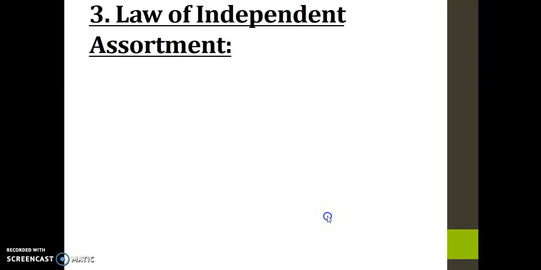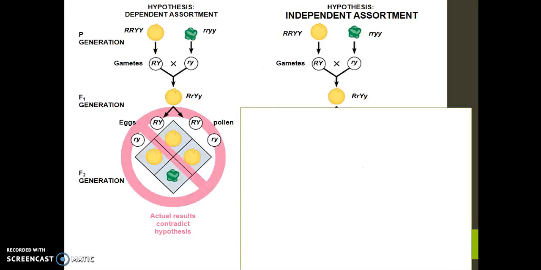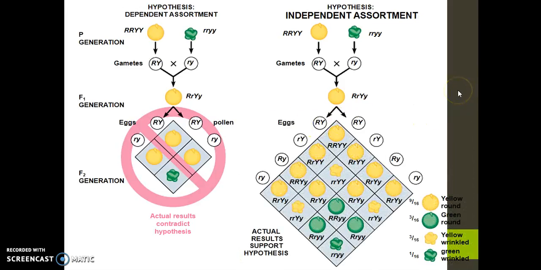Okay, then the law of independent assortment. So genes for different traits are inherited independently of one another. Okay, so that's just saying that genes are not dependent on one another. Okay, so your hair color is not going to be inherited in relation to your eye color. Those are separate things. Okay, and this is just a little example to show you how we know that that's true.